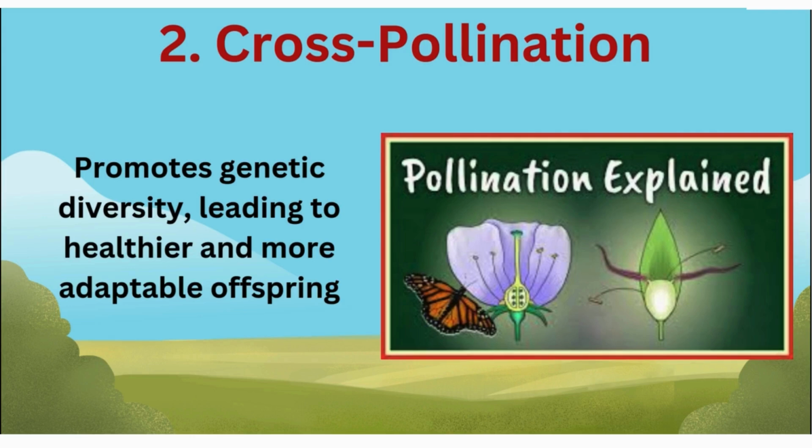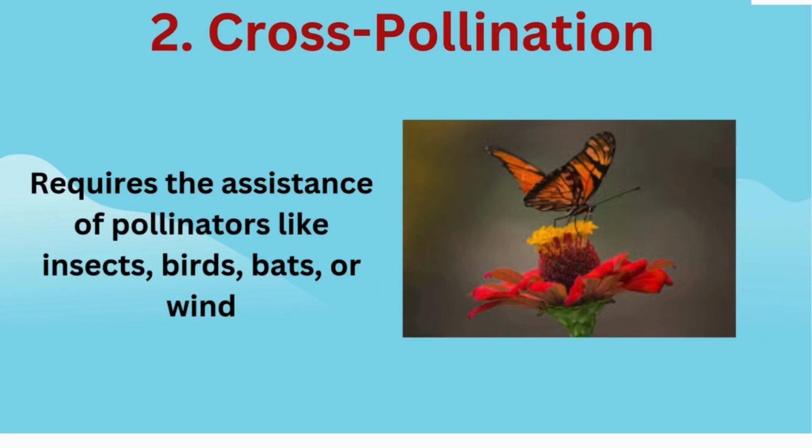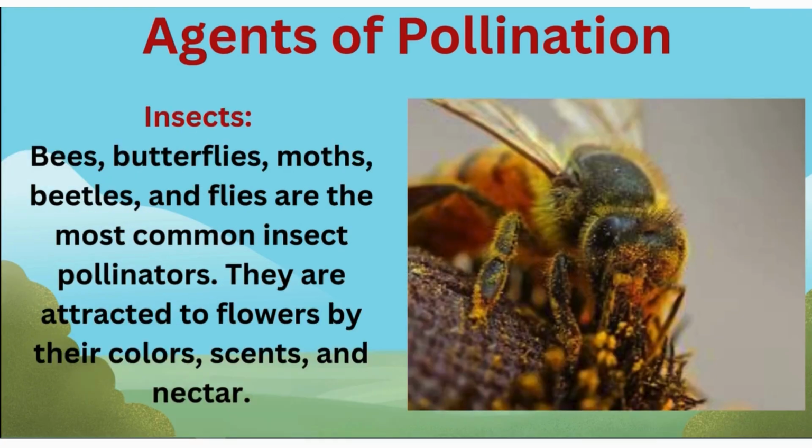The first importance is that cross-pollination promotes genetic diversity, leading to healthier and more adaptable offspring. Secondly, it also requires the assistance of pollinators like insects, birds, bats, or wind. So it means that cross-pollination requires all the agents needed for pollination. Now we will discuss what the agents required for pollination are.